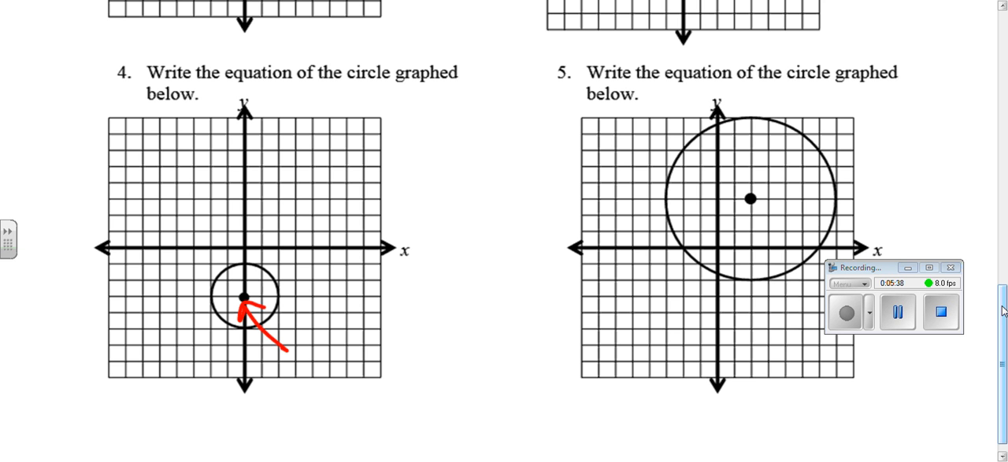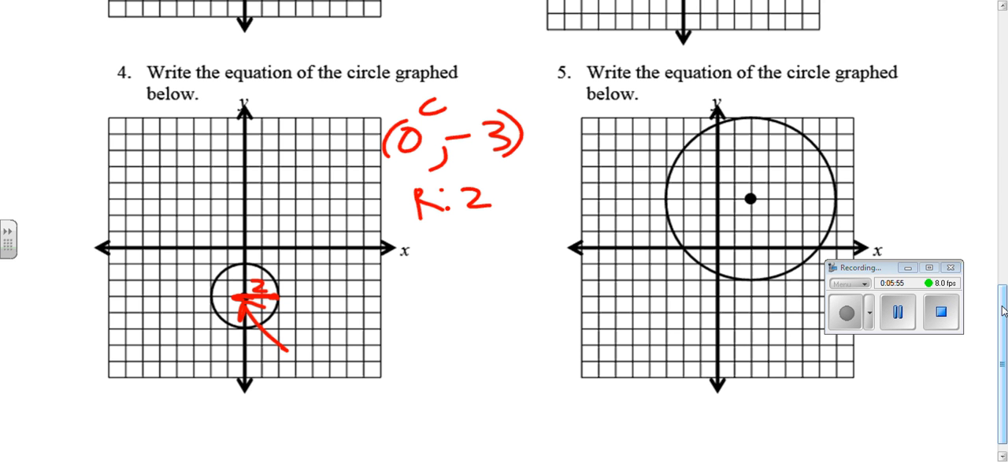My x coordinate is 0 because I did not move left or right at all. My y coordinate is 1, 2, 3, so negative 3. That's my center. My radius is 2. To go from the center to one of the points on the side is 2.